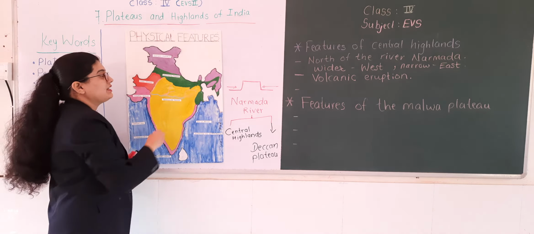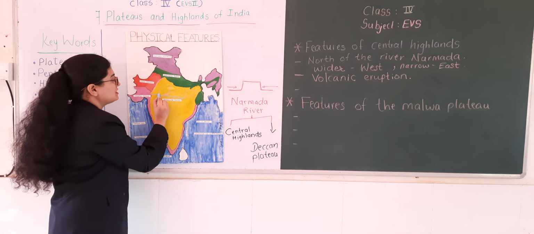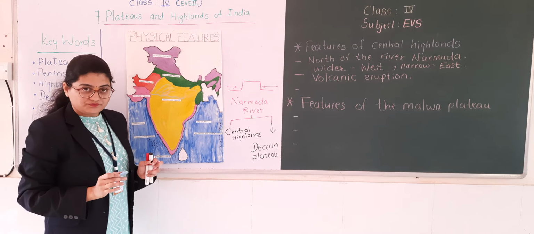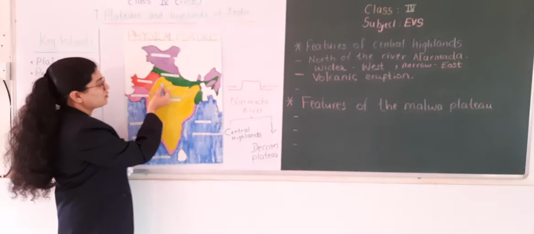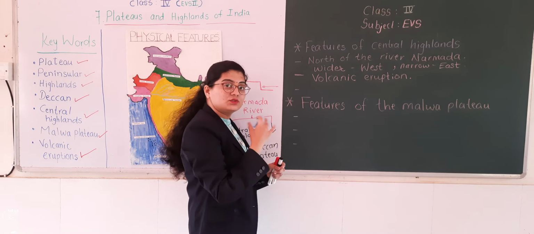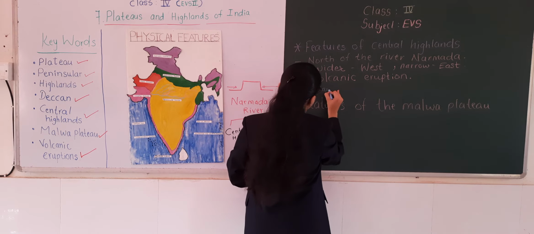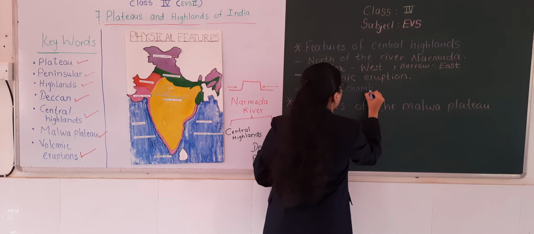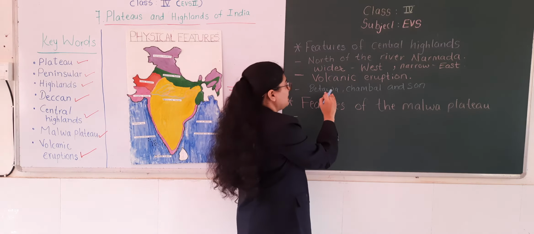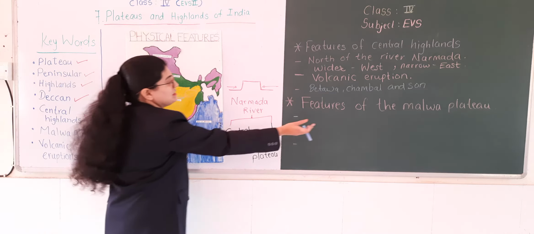Understood? And there are different rivers which flow through these Central Highlands. These rivers flow from the southwest towards the northeast direction. For example, some rivers flowing through these Central Highlands are Betwa, Chambal, and Sun. These are the three main rivers, Betwa, Chambal, and Sun. These rivers flow through this region. Which region? That is Malwa Plateau.